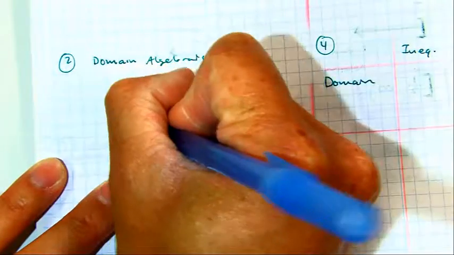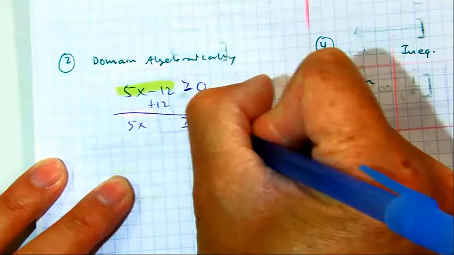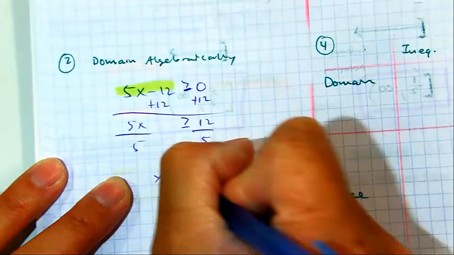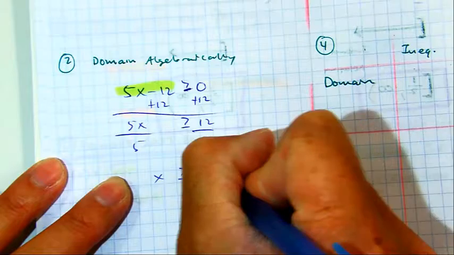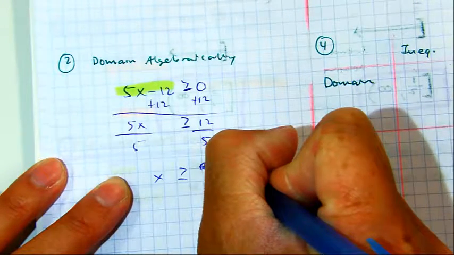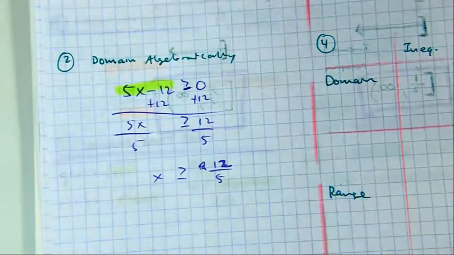So I have 5x greater than or equal to 12. Divide by 5 on both sides. x is greater than or equal to 12 fifths. Now, do we flip the inequality sign? You only flip it when?